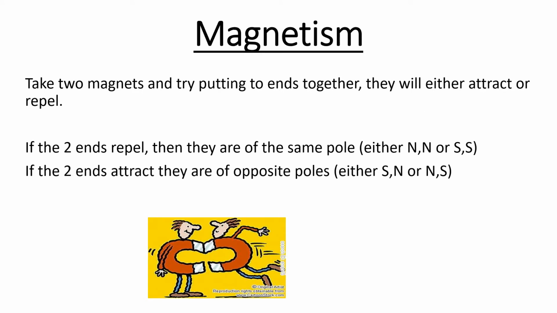Magnetism is a force. If you hold two magnets together, they will either attract or repel, depending on what poles you have close to each other. As I've written here, two ends repel if they're the same poles, and they attract if they are opposite.